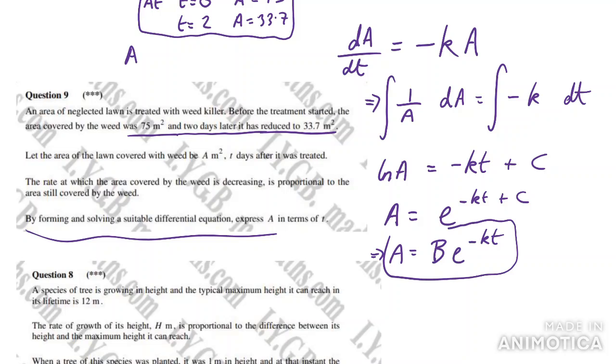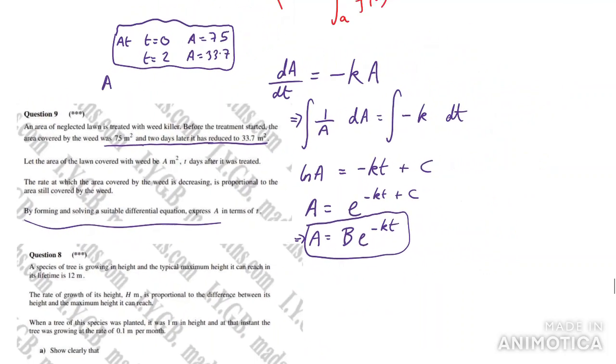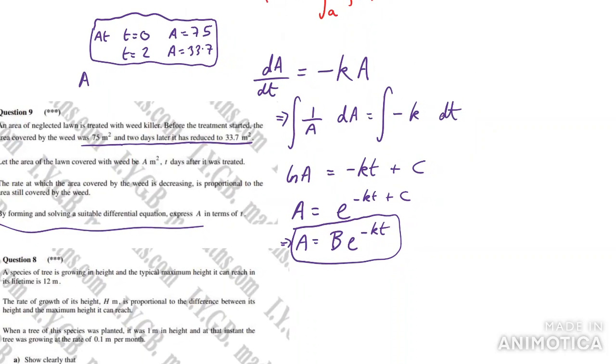Okay, so we've got that. And then all we need to do is say, well, we have constants in here that we don't know, B and k. How do we get rid of them? Well, we use our initial conditions that we wrote down earlier. So at t equals 0, A equals 75. So just subbing that in, we've got 75 equals B, because e to the minus 0 is 1. Okay, and we also have at t equals 2, A equals 33.7. So 33.7 equals 75 e to the minus 2k.